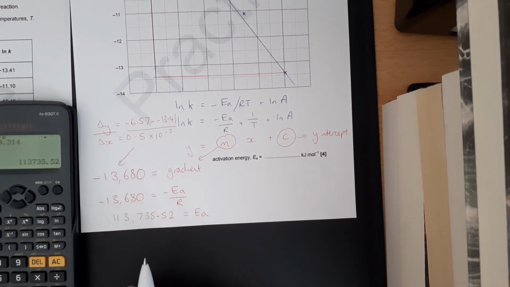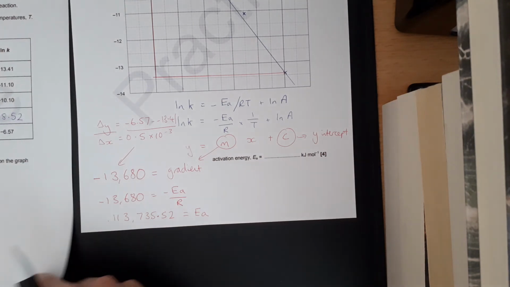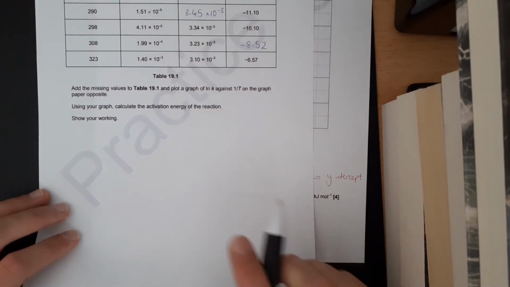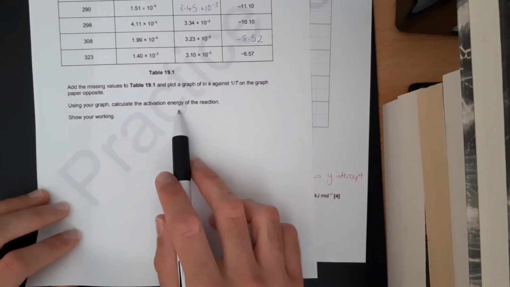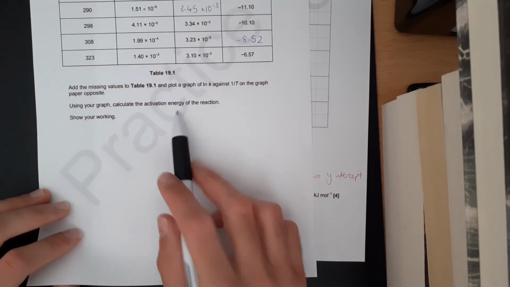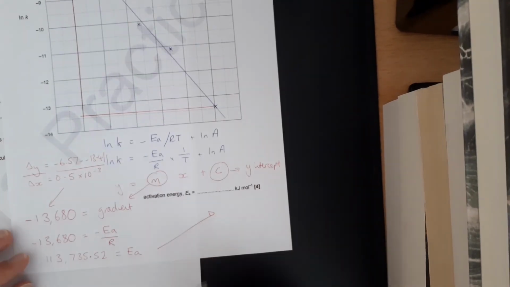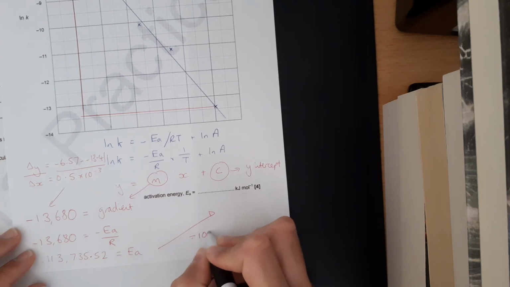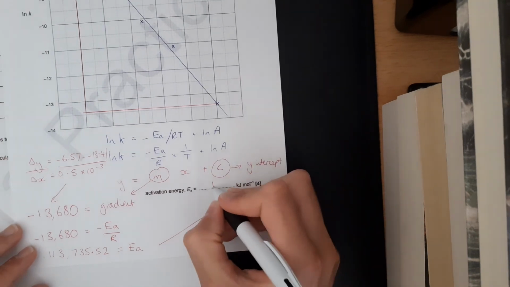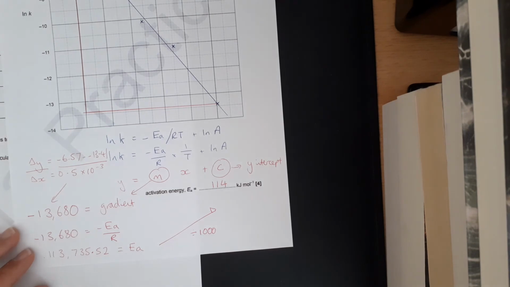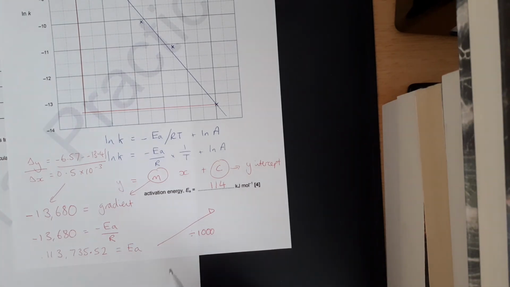Okay. Does it say in our question anything about doing it to the right number of significant figures? No, it doesn't mention it at all. Okay, so we don't need to worry about it. So in terms of turning this into kilojoules, we're just going to divide by 1,000, and I'm going to call that 114. Okay, and that's it.